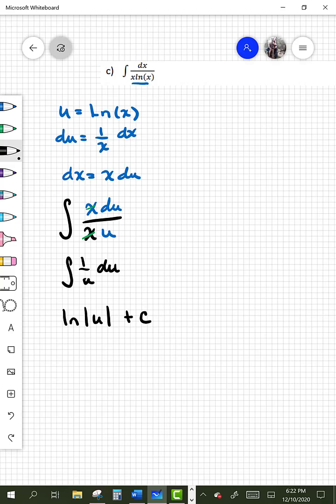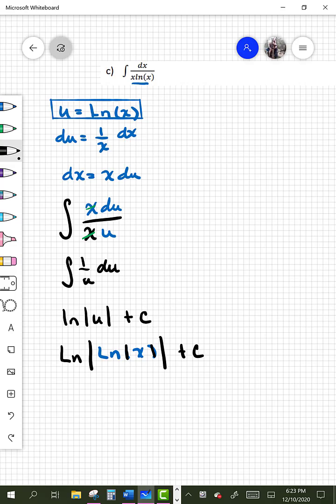And then we're going to go back in and plug in what we had chosen u to be. Well, we had chosen u to be the natural log of x. And so we have the natural log of the absolute value of the natural log of x, and the absolute value, plus c. We need to be careful because we don't know if our bounds are positive or negative, so we should have absolute values around this x also.